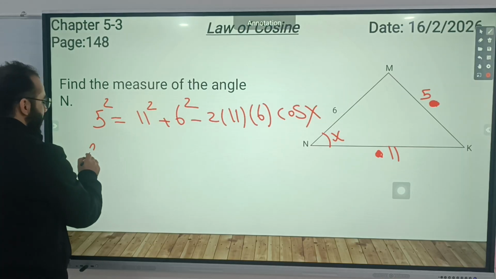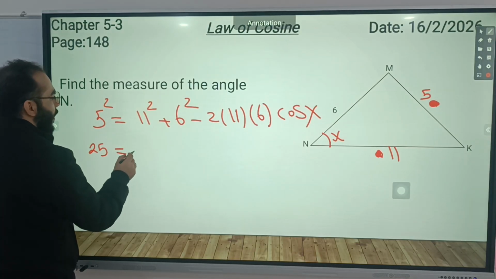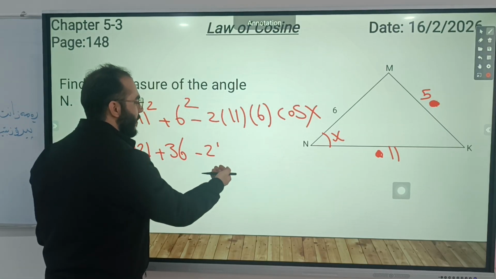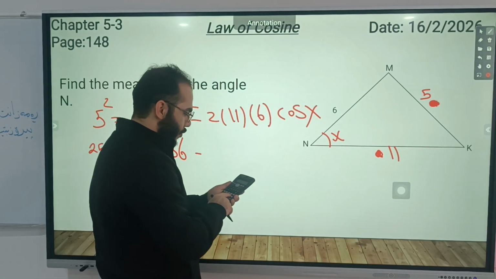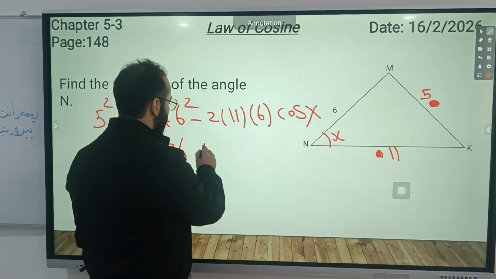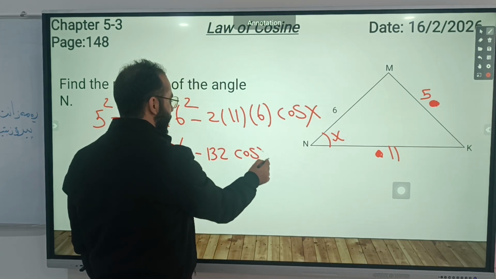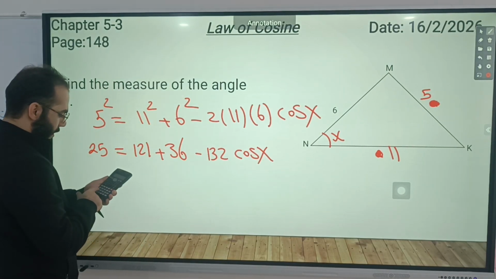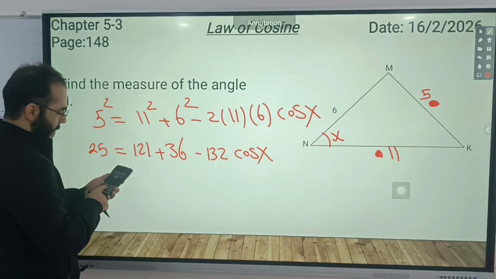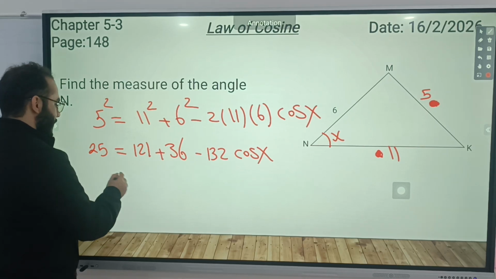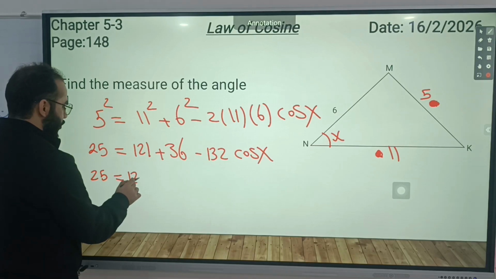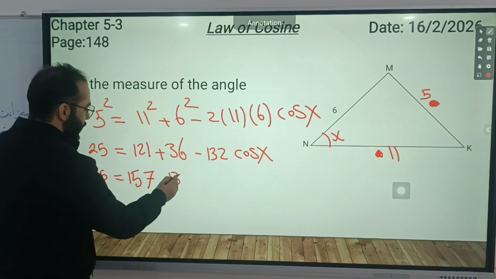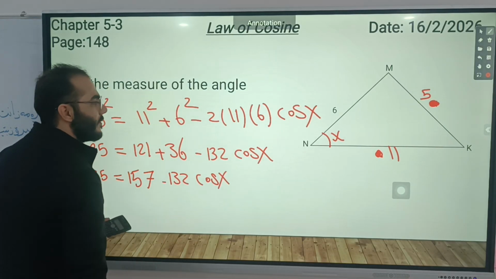Perfect. So 5 squared, 25, equals 121 plus 36 minus 2 times 11 times 6, which equals 132 cosine x. So 121 plus 36 equals 157. So 25 equals 157 minus 132 cosine x.